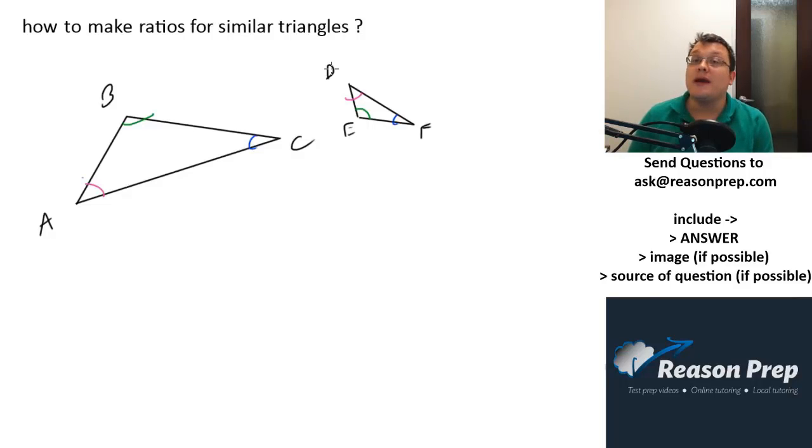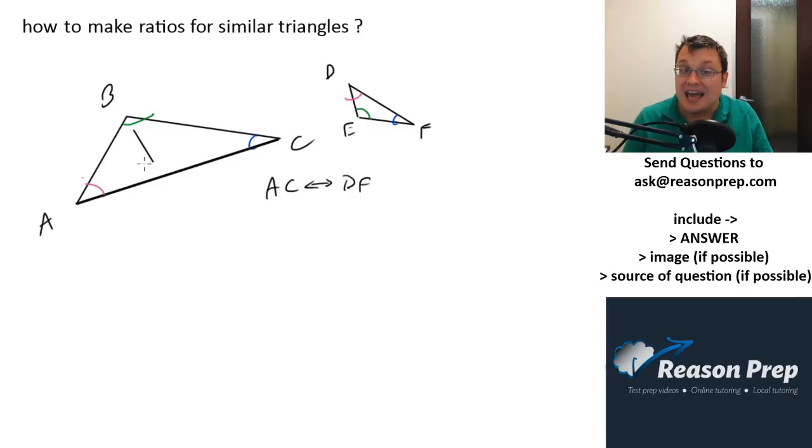So what you need to pay attention to, it's kind of two ways to look about it to find corresponding sides. Either for a given side, let's say side AC, look at the angles that it's made up of, the pink and the blue, and the side in the other triangle will be the one that is pink and blue. So AC corresponds to DF because they're both the pink and the blue side.